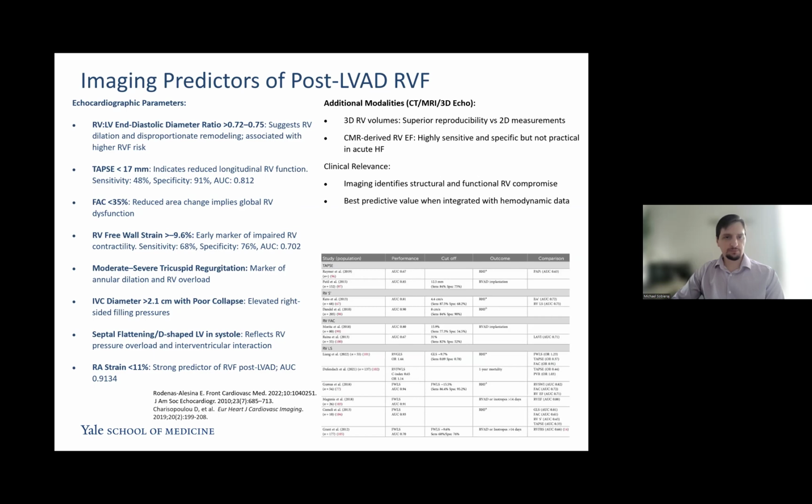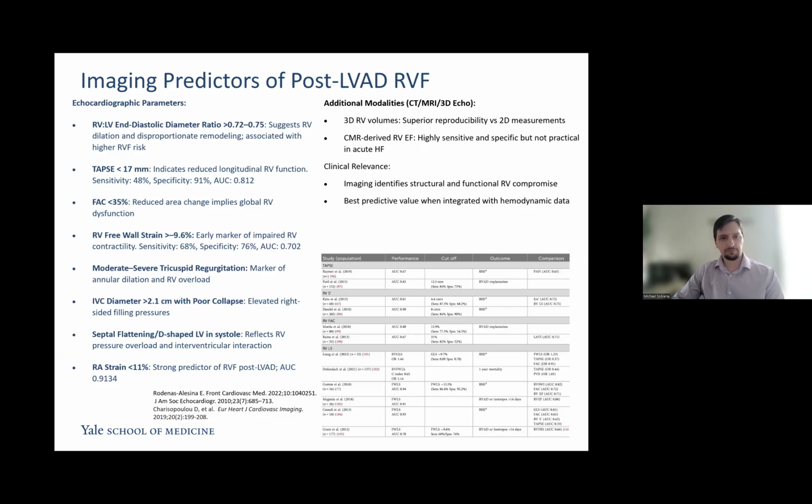And then just to go real quickly through, because each of these would be almost a lecture in and of themselves to explain, some of the imaging predictors used to evaluate post-LVAD RV failure would be the RV-LV end-diastolic diameter ratio, which shows RV dilation disproportionate to the LV, a disproportionate remodeling associated with higher risk of RV failure.